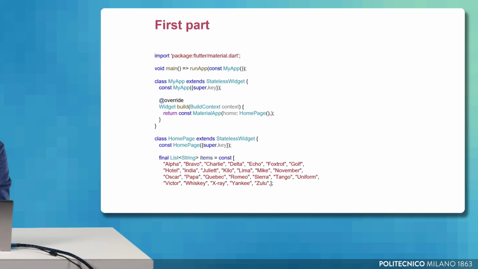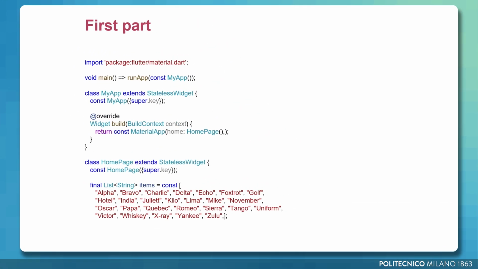So, if we want to start implementing this example in code, we begin with the usual ingredients. We import the necessary Flutter packages, define our main function, and create the top-level stateless widget, typically called MyApp. If we then move to the home page, things become slightly more interesting. In this case, the home page is a bit more sophisticated than before.